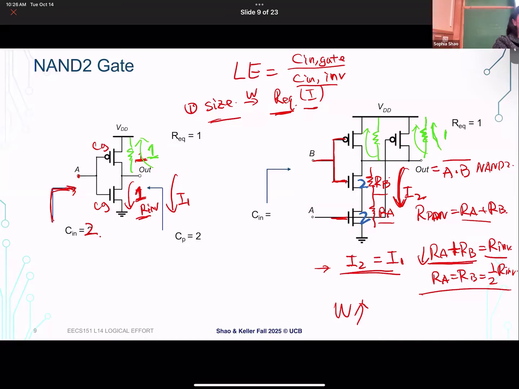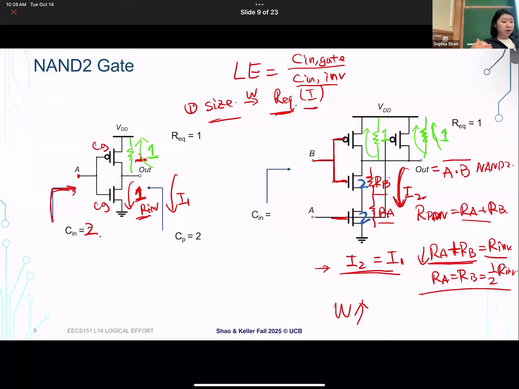It's also 1 because it's the same, right? The slowest pass is actually the same as the pull up here. So we also size the pull up pass, the PMOS, both are size 1. Do things make sense so far? How do we actually size the pull down and pull up to deliver the same current?